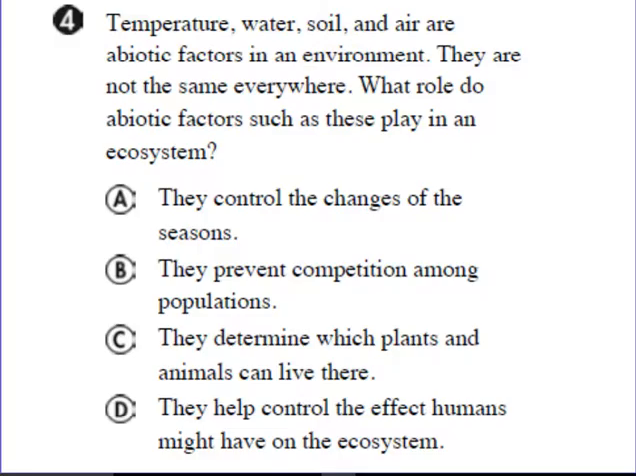Question 4. Temperature, water, soil, and air are abiotic factors in an environment. They are not the same everywhere. What role do abiotic factors such as these play in the ecosystem? They control the changes of the season. They prevent competition among the population. They determine which plants and animals can live there. They help control the effects humans might have on the ecosystem. So you really got to know the definition to abiotic.